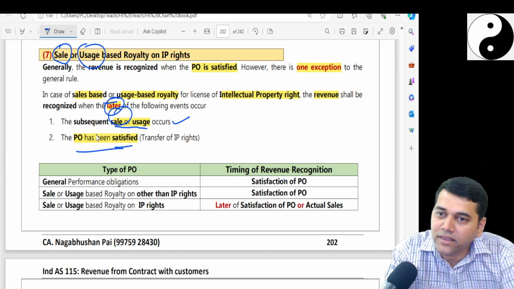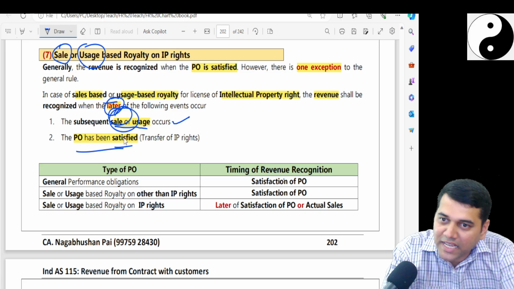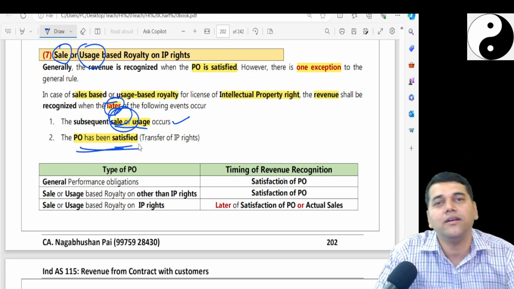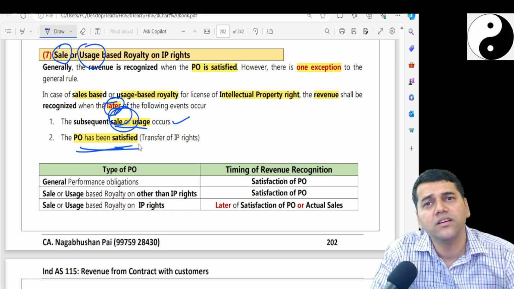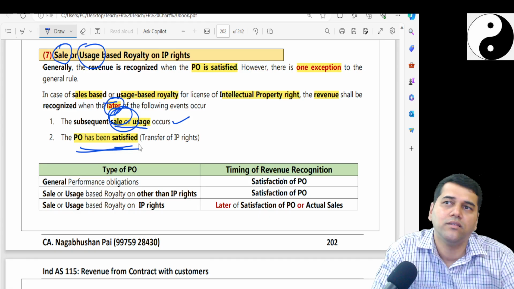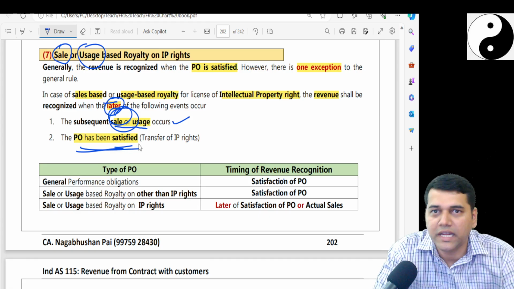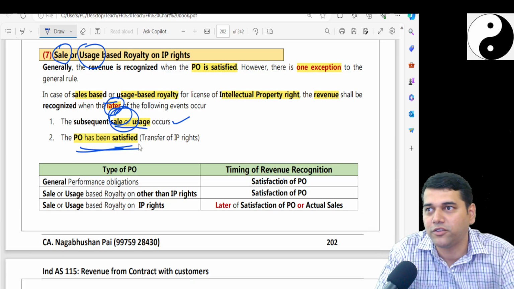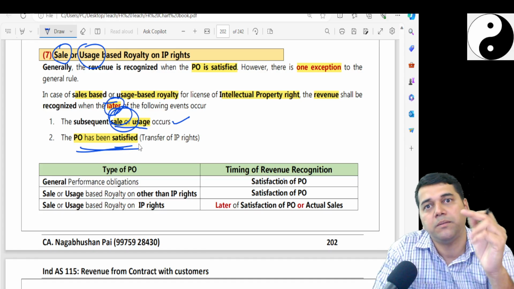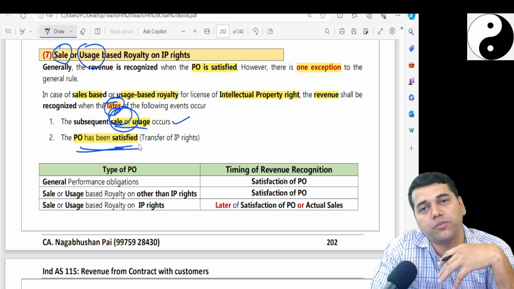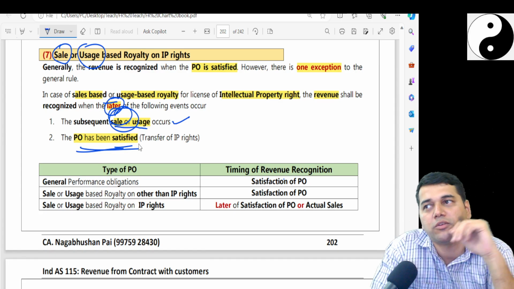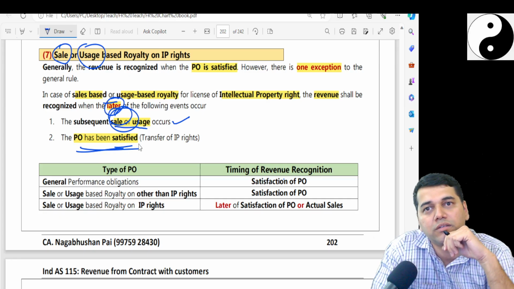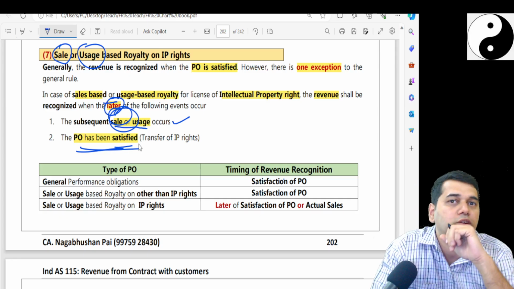But can the sale happen without transferring the movie? Pre-booking can be one scenario, that is very good. But the problem is, can I recognize revenue for pre-booking? No, because my performance obligation is not fulfilled. That remains as a contract liability, because unless I show the movie, I cannot recognize the revenue.